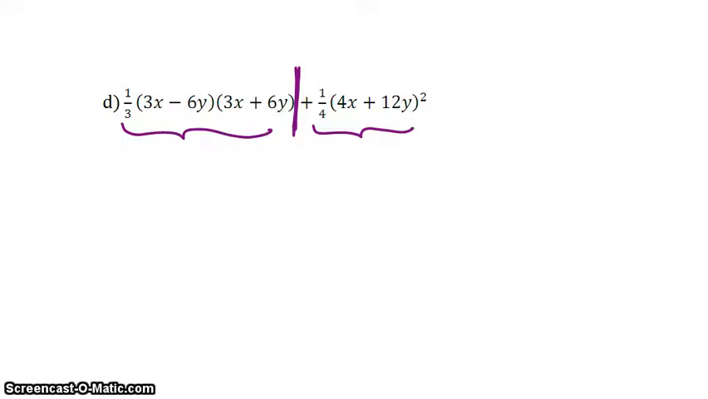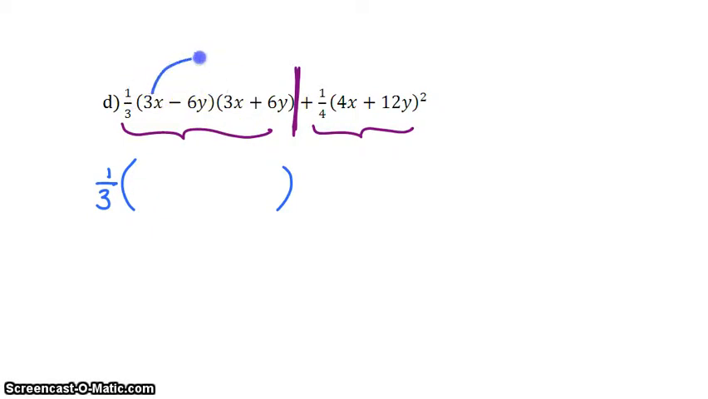Now, different people will do this differently. Some people multiply this third into the first bracket and then do the multiplication. Some people do the multiplication of the brackets first and then multiply by a third. It doesn't really matter in which order you're doing it because you're simply multiplying. Now, I'm going to leave my third outside and I'm going to multiply my binomial times my binomial.